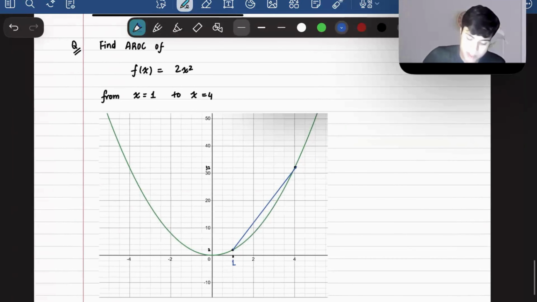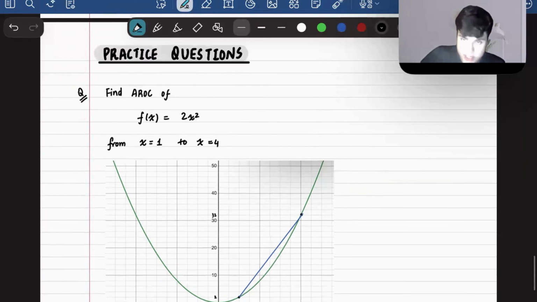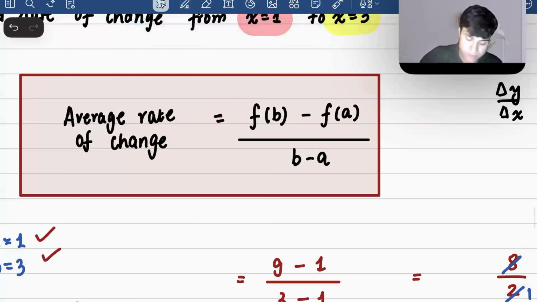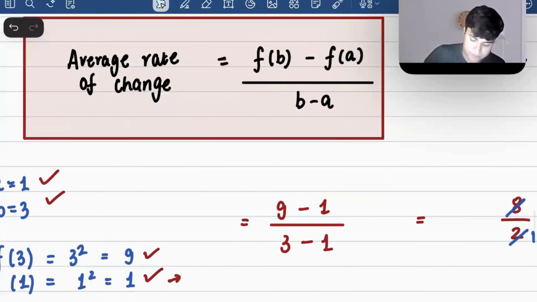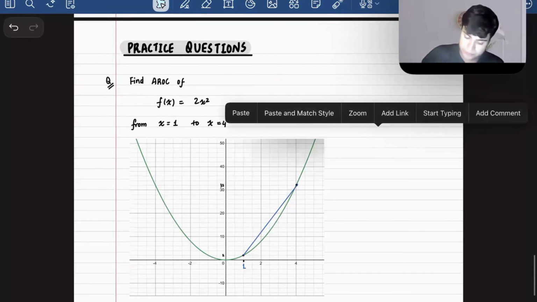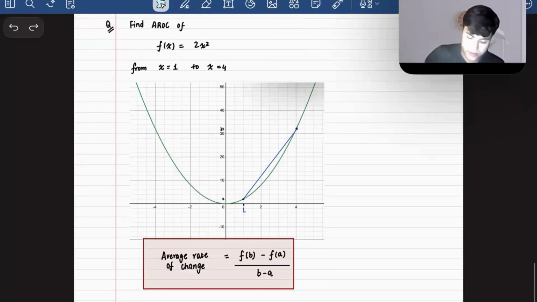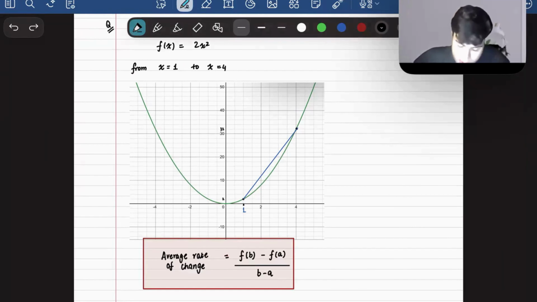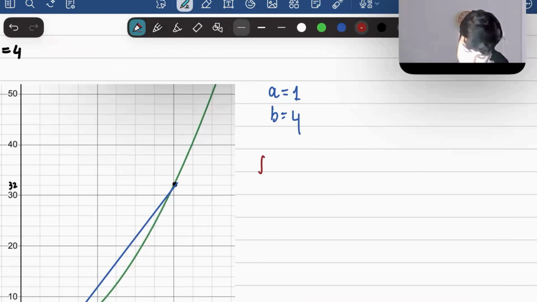This is average rate of change. We're going to utilize the formula. What was the formula again? Well, hey, the formula is right here. We're going to grab this box again and keep it on the side. This is the formula right here. Now we will assign values. Let's say A equals 1, B equals 4. We want to find f of A and f of B.